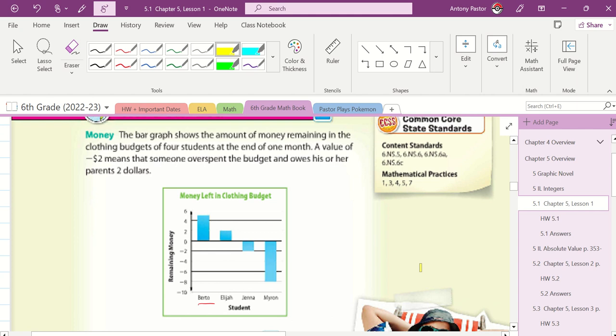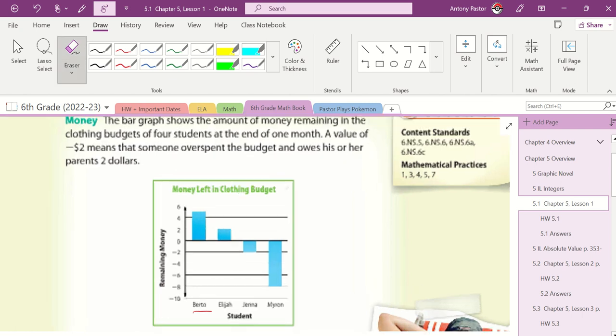Here's our real world link. It's going to deal with money. The bar graph shows the amount of money remaining in the clothing budget of 4 students at the end of 1 month. A value of -2 means that someone overspent the budget and owes his or her parents $2. So it's going to be a little blurry, but we're going to do our best here.